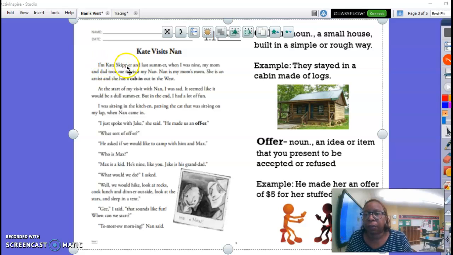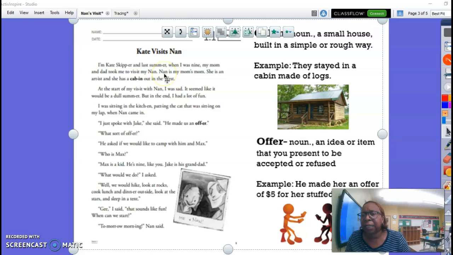I'm Kate Skipper, and last summer when I was 9, my mom and dad took me to visit Nan, my Nan. Nan is my mom's mom. She is an artist and she has a cabin out in the West. So, first of all, we have Kate Skipper. She's 9. Her parents took her to visit her Nan.